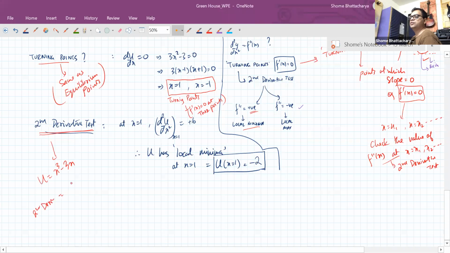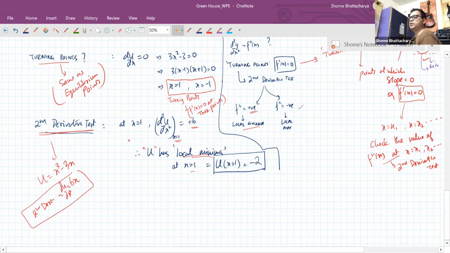So for this given function, which was x cube minus 3x, what was the second derivative? The second derivative was 6x. That was my d2u by dx square. So what is the value of the second derivative at x equal to 1? It is plus 6. So that means the function u has a local minima at that point because it's positive. And what is the value of the minima? It is minus 2.